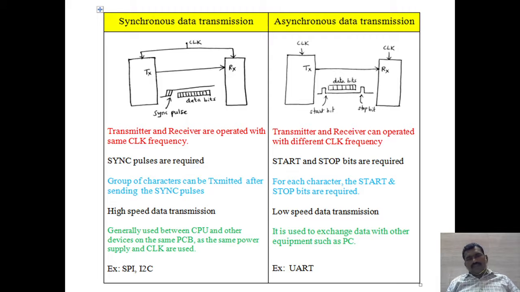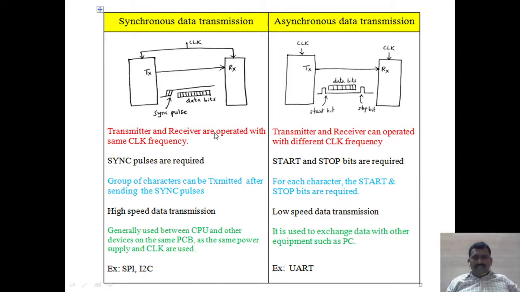So in serial communication, to transfer data there are modes: synchronous mode and asynchronous mode. In the synchronous mode we use a clock, and in asynchronous mode there is no clock between the transmitter and receiver, only separate clocks. Here you can see a common clock is used in both transmitter and receiver. Here separate clocks. Here sync pulses are required to separate data. Here start and stop bits are required to separate data, and the characters are transmitted after sending the sync pulse. Here also start and stop bits.